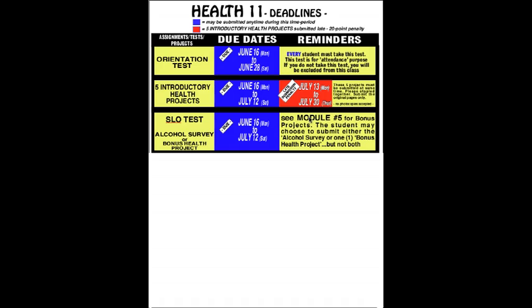Again, the reminder says see Module 5 for bonus projects. The student may choose to submit either the alcohol survey or one bonus health project, but not both. Just one of the alcohol survey or one of the bonus projects, but only one. The SLO test, everyone can submit that. That's a separate project by itself.